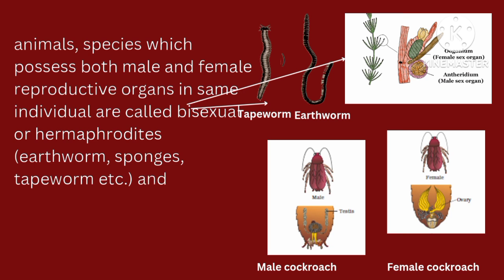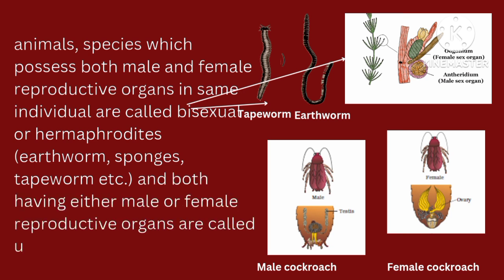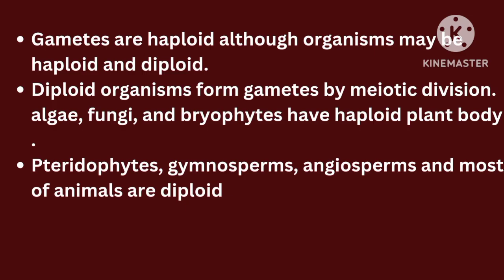Gametes are always haploid, having half set of chromosomes, although organisms may be haploid or diploid. Diploid organisms form gametes by meiotic division. The organisms belonging to algae, fungi, and bryophytes have a haploid plant body, and pteridophytes, gymnosperms, angiosperms and most animals are diploid, having a double set of chromosomes. In diploid organisms, the gamete mother cell, the meiocyte, undergoes meiosis, in which one set of chromosomes is present in gametes.